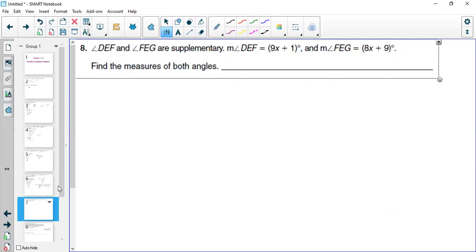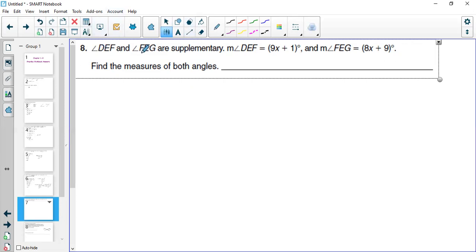Fine. Let's move to question number 8. Now again, they have asked you to find the measure of both angles. Now always remember, when they ask you to find the measure of angles and if there are variables, you have to find the value of the variable first. So to find the value of the variable, we need an equation. These are the simple basic rules of math. To find the value of a variable, we need an equation. So to write an equation, we have to get it from the question.